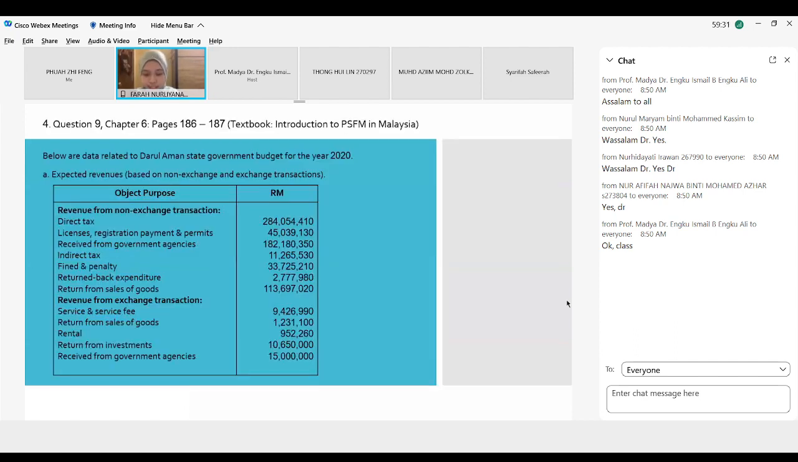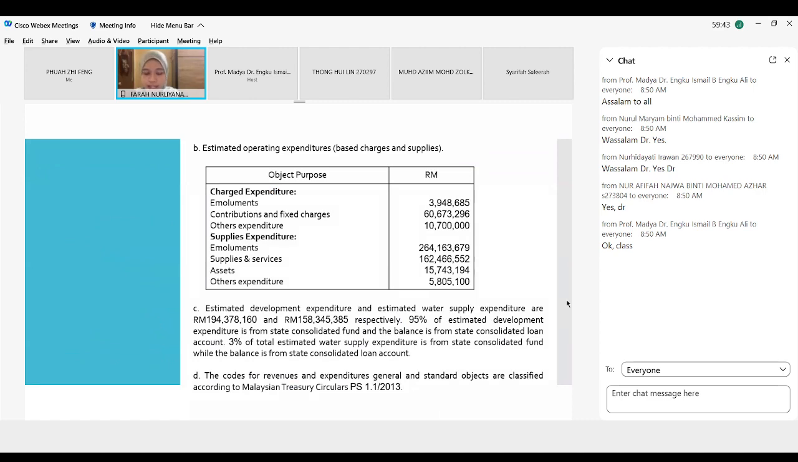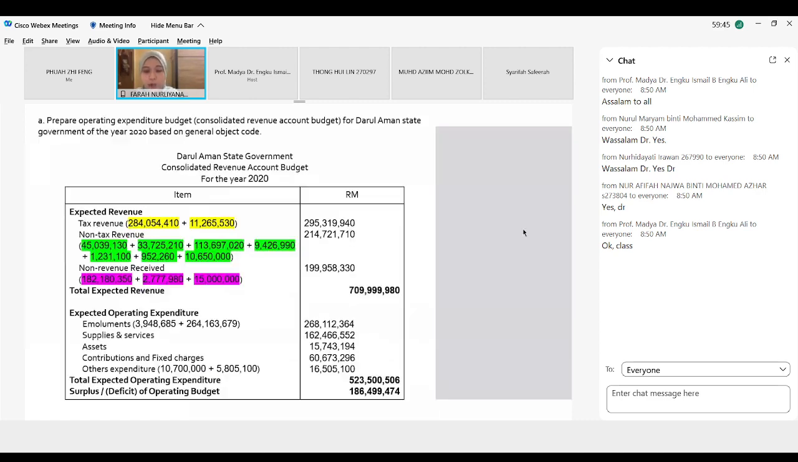According to the question, these are the data related to the Darul Aman State Government budget for the year 2020. There are 4 pieces of information given here: A, B, C, and D. So we are required to prepare an operating expenditure budget, which is the consolidated revenue account budget for the Darul Aman State Government. Firstly, we need to find the items that need to be included in expected revenue.